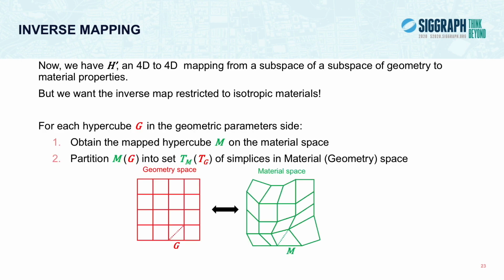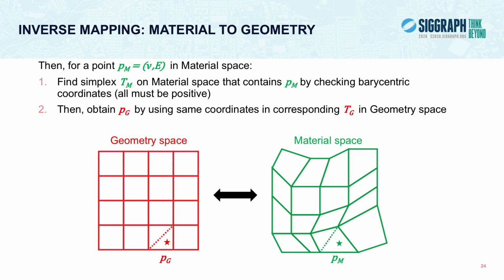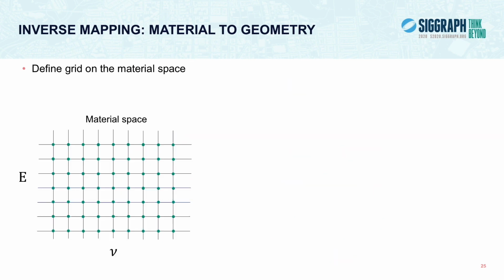To achieve that, we use the following algorithm. Consider a fourth grid of values in the geometry subspace, here illustrated as a red 2D grid. For each hypercube G in the geometric parameter side, we obtain the mapped 4D hypercube M on the material space. Then, we partition each hypercube in each of the spaces into simplices. For a point PM with nu and E in material space, we can find a simplex Tm on material space that contains PM by checking barycentric coordinates. Then, we obtain Pg by applying the same coordinates in the corresponding simplex of the geometry space.